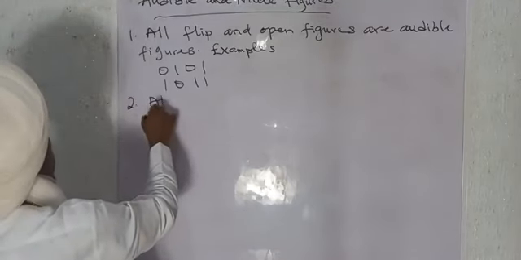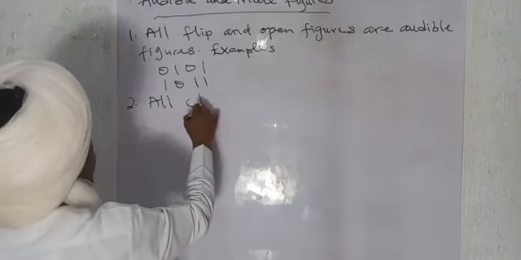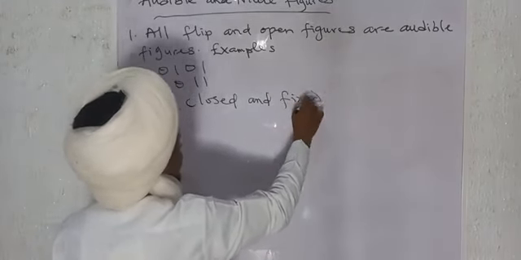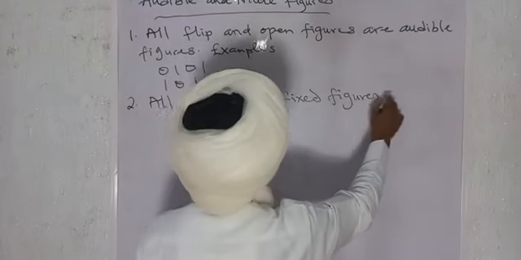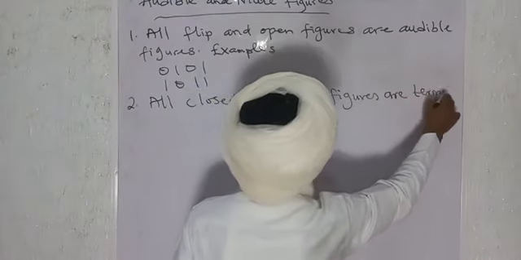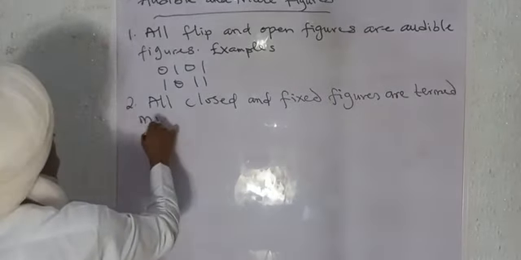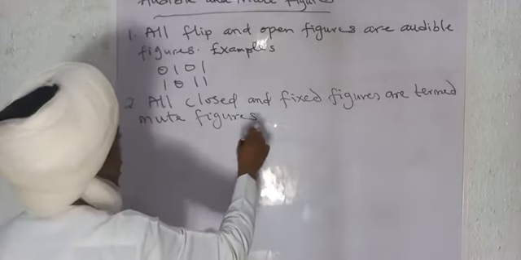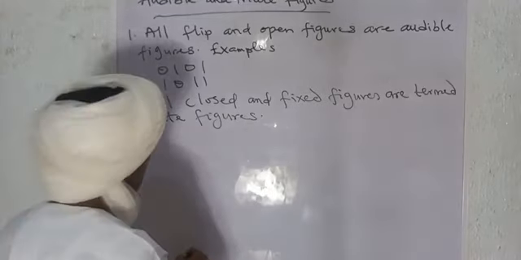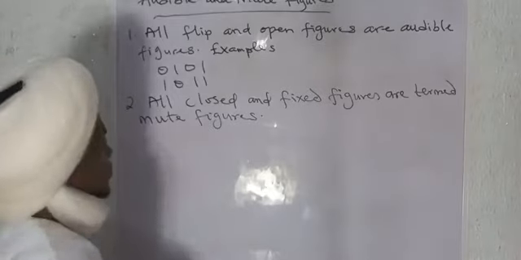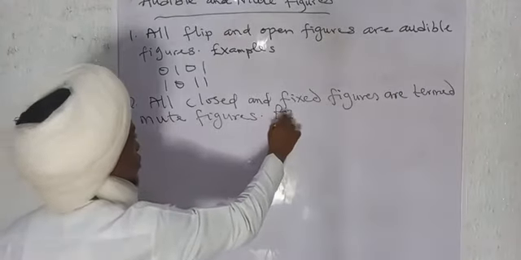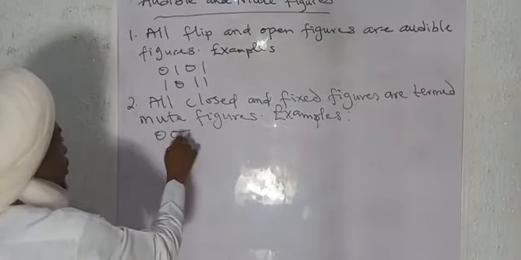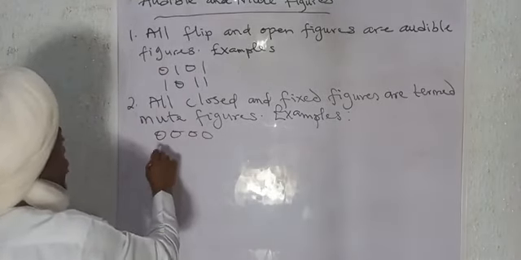While all closed and fixed figures are termed mute figures, that is speechless. They are silent. Examples: 0000 and 1100.